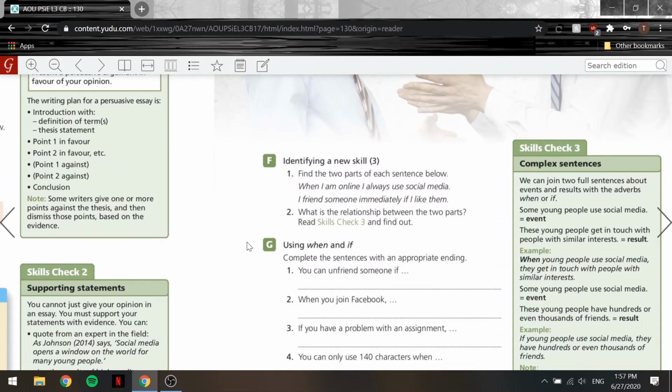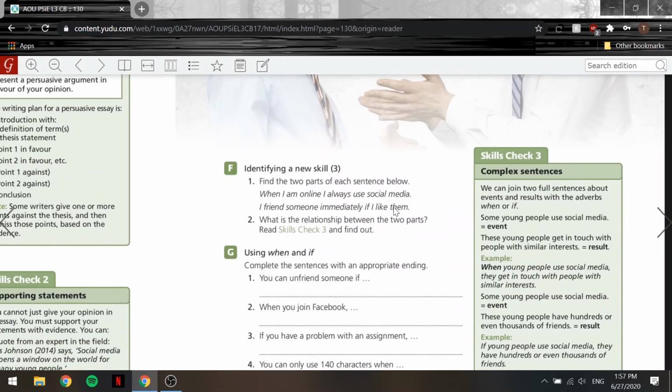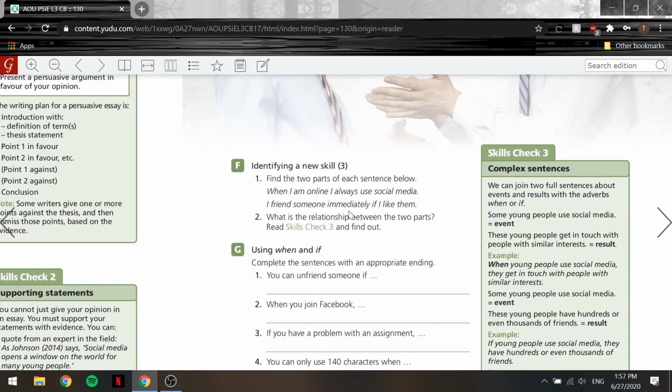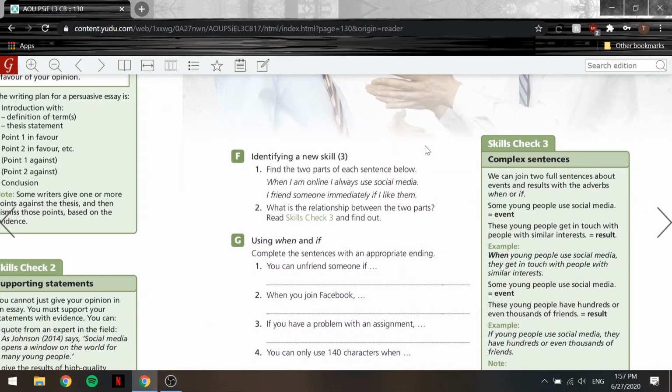Find the two parts of each sentence below. So if you can see, here we have two sentences, but it actually consists of two different parts. Now let's move over to the skills check so we can talk a little bit more about what this is. So we can join two full sentences about events and results with the adverbs when or if. Okay, so the main concept here is that we can join two full sentences together about events and results using the adverbs when or if.